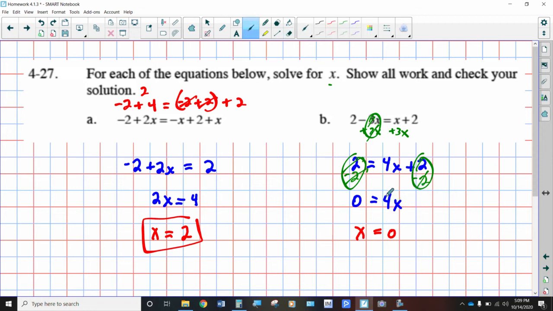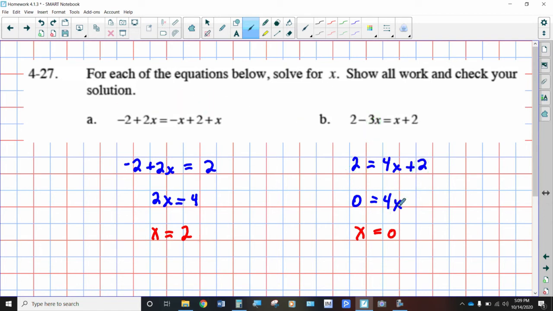So now, what do you multiply times 4 to give you 0 for an answer? Well, the answer is 0. Because when you divide this by 4, you get 1x. And if you divide 0 by 4, you get 0 for an answer. But in this case, it's probably just easier to think about 0 times 4 is 0, so x has to be equal to 0. So does that work here? Is 2 minus 0 equal to 0 plus 2? Yes, it is. So we know we've got the answer correct.